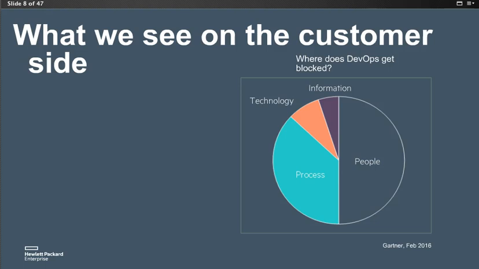Something I was surprised by when I started to work in this area: from some research by Gartner that I'm using here, we can see that the blocker for implementation or adoption of DevOps is mostly within people. It is not mostly about the technology or missing tools or some mistakes in process. It's mostly about people.